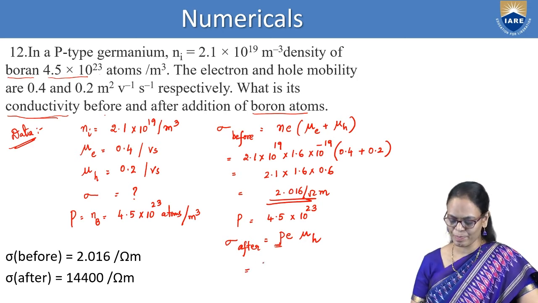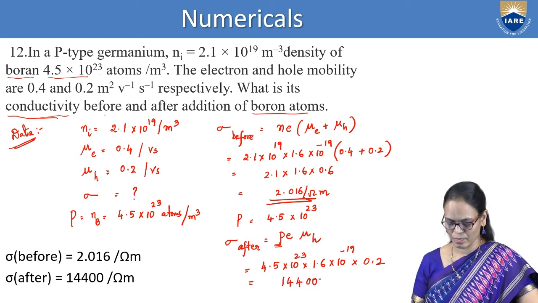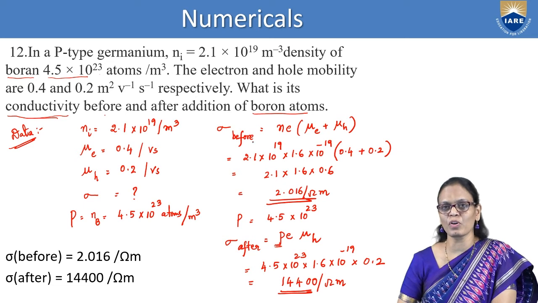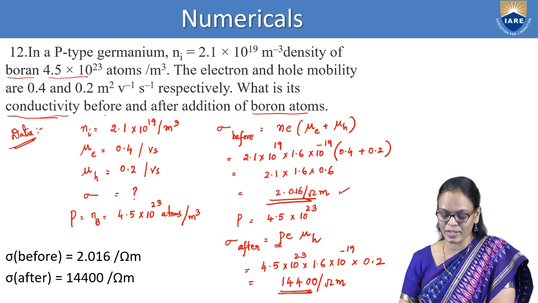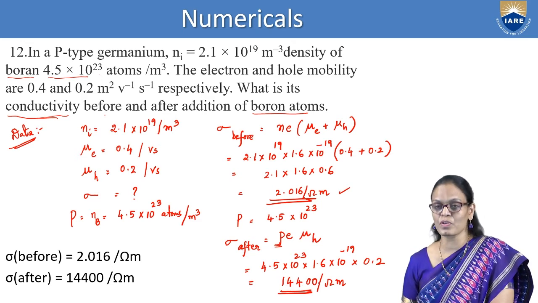So what is the value of p? 4.5 into 10 power 23, into 1.6 into 10 power minus 19, into the mobility of hole, 0.2. So this will give us 14400 per ohm meter. So the value of conductivity before adding the boron atoms is 2.016, but after adding boron atoms it becomes 14400.